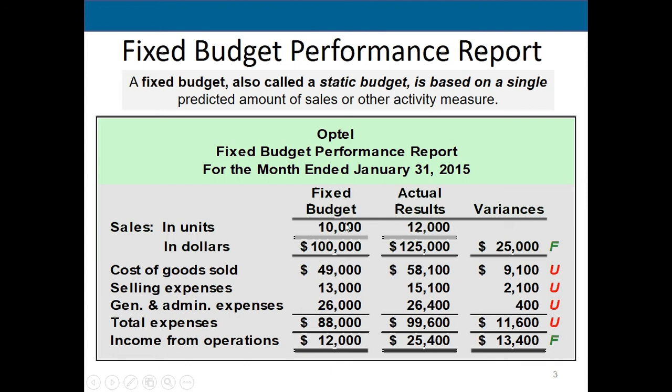We see that we plan to sell 10,000 units. That's going to give us $100,000 in sales. That's going to cost us $49,000 in cost of goods sold, $13,000 selling, $26,000 general, and our income, if we sell 10,000 units, is going to be $12,000. That's the planning piece. Now you need to compare it to your actual results.